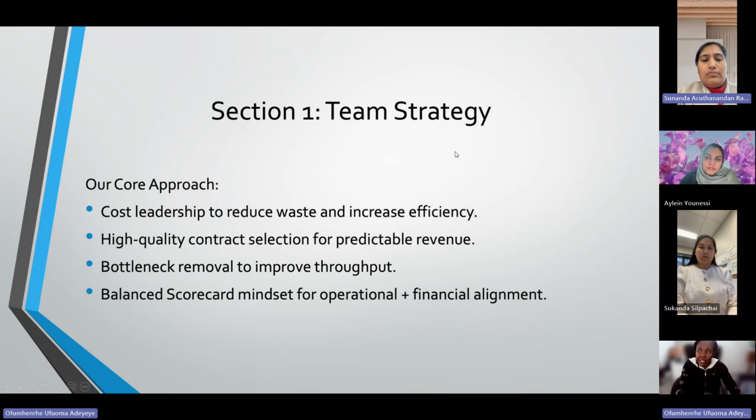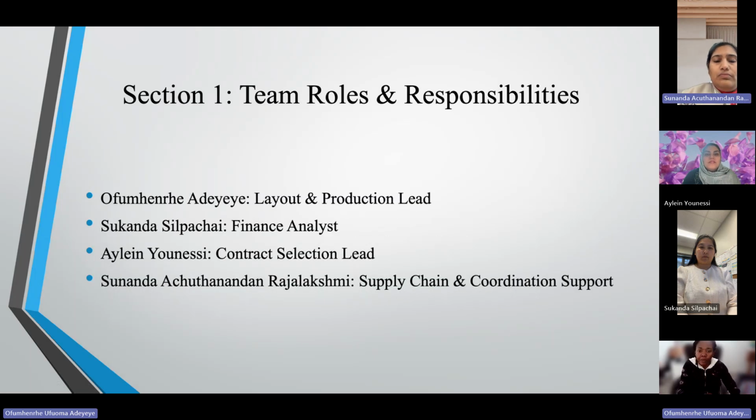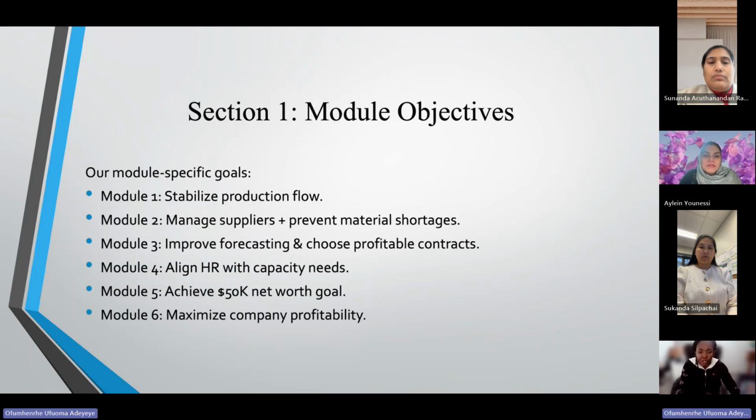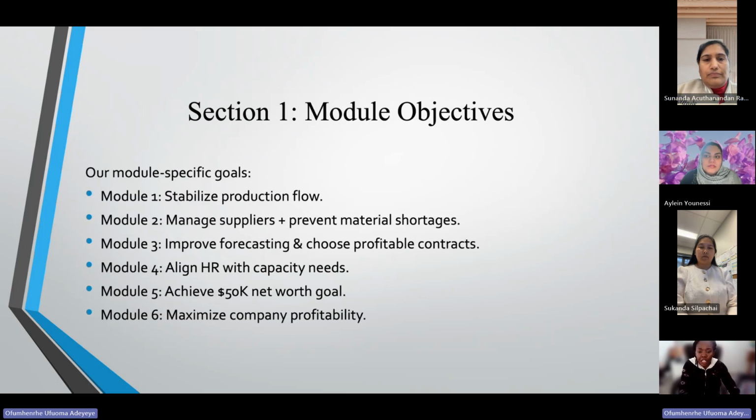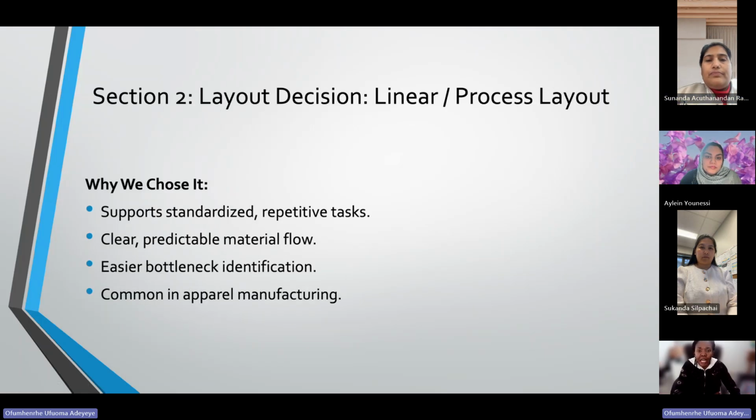These are the team roles. The main objective for this task was that we focused on the objectives laid out across all modules to ensure that our production was efficient and went smoothly. The next thing we did was to pick out a layout and identify bottlenecks.